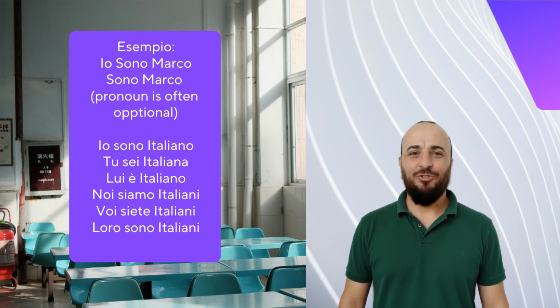Esempio, io sono Marco, sono Marco. Both sentences are correct. Vediamo un esempio esteso. Io sono italiano, tu sei italiana, lui è italiano, lei è italiana. Noi siamo italiani, voi siete italiani, loro sono italiani. This introduces us to the verbo essere.